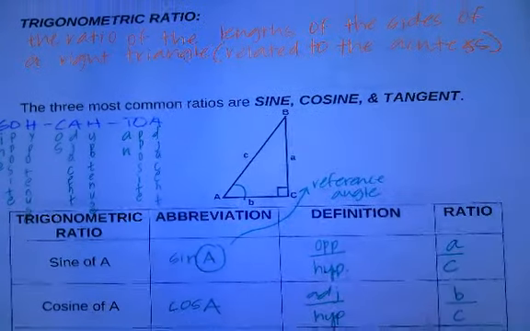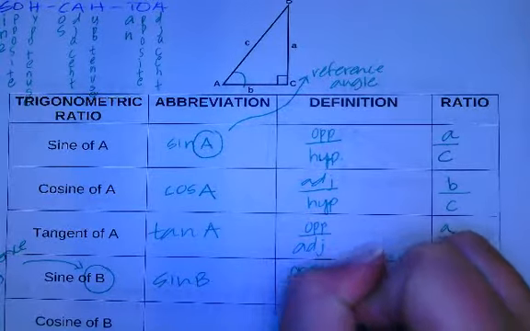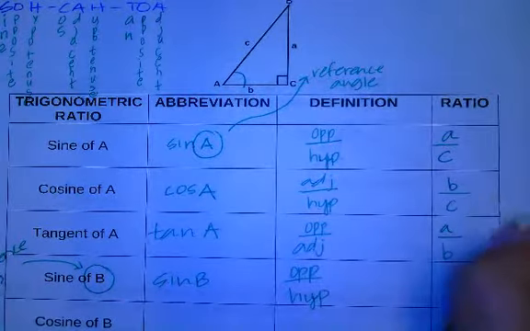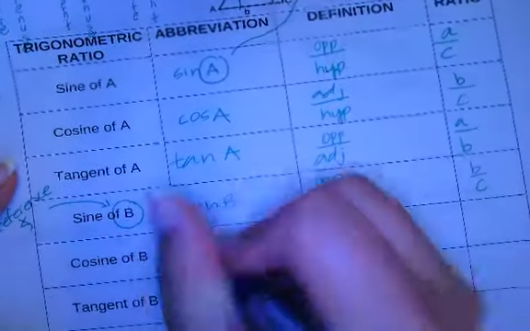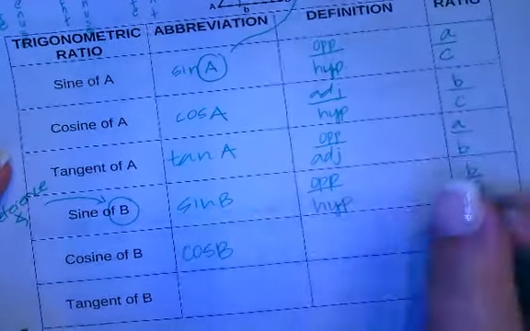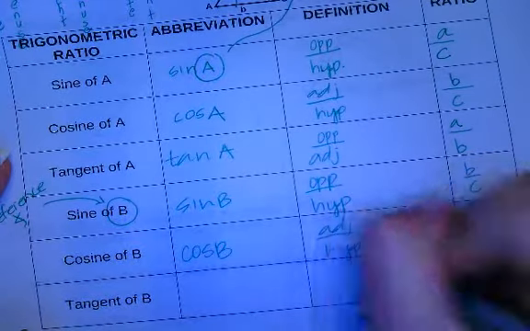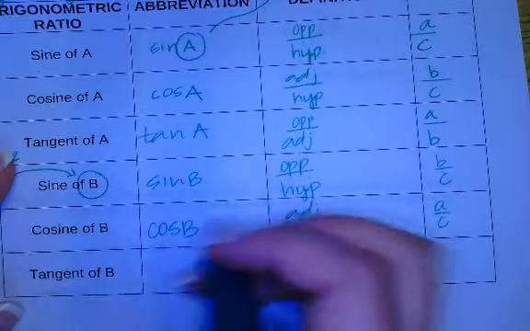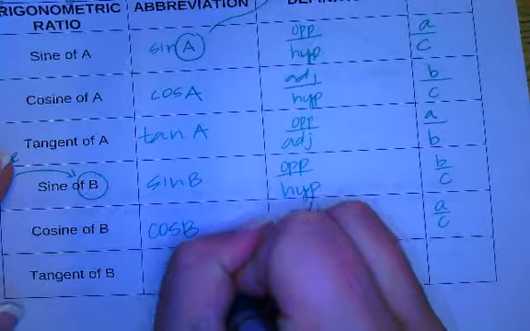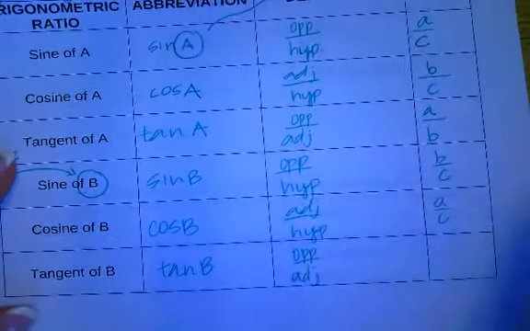Cosine B. What's the definition? Opposite over hypotenuse. And what is my ratio? Okay. Cosine B abbreviation. Definition. And ratio. Tangent of B. Definition. And ratio.